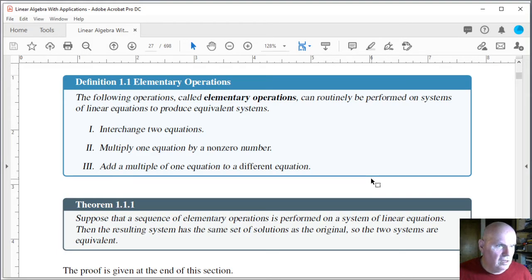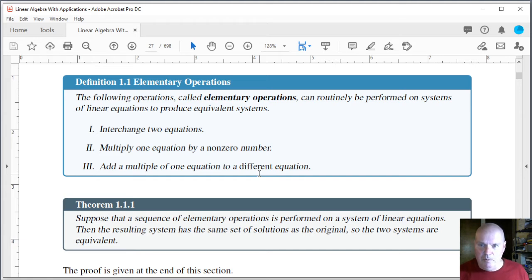Okay, let's look at techniques for solving systems of equations. In the next part of the textbook, it talks about elementary operations. There are certain elementary operations that can be performed on systems of equations to produce equivalent systems. That means a different set of equations that has exactly the same set of solutions as the original set. We're going to use these elementary operations to produce a simpler but equivalent system of equations that we can easily solve.